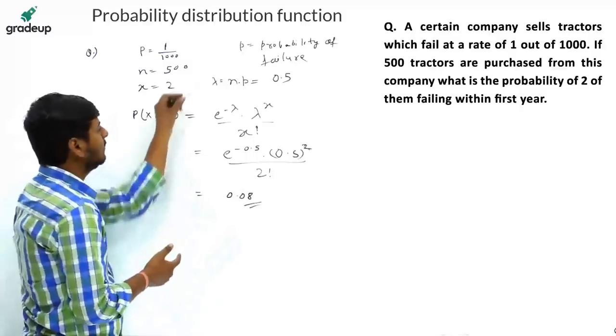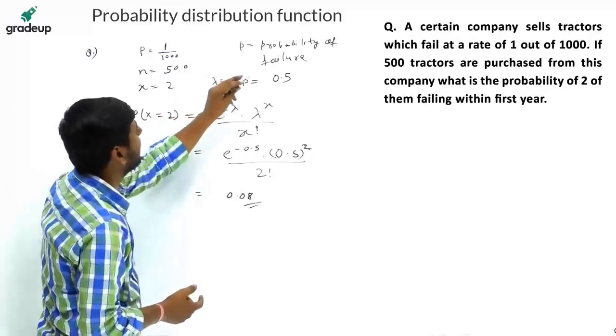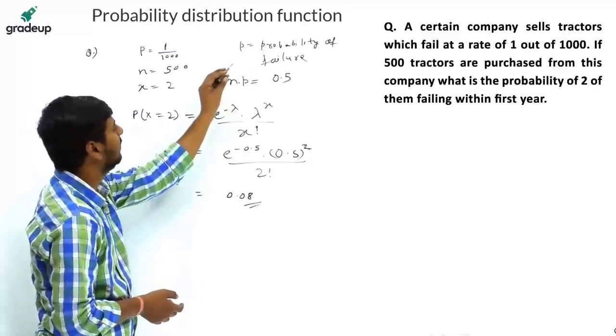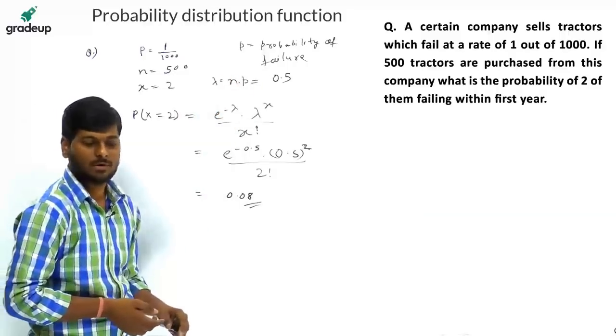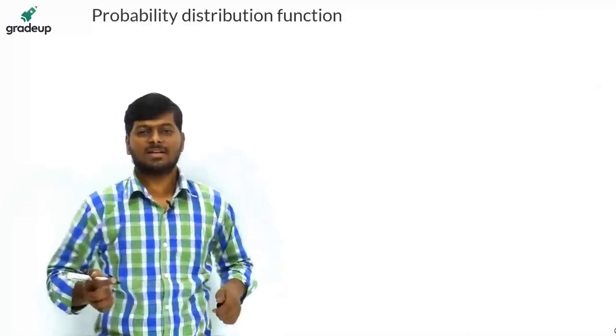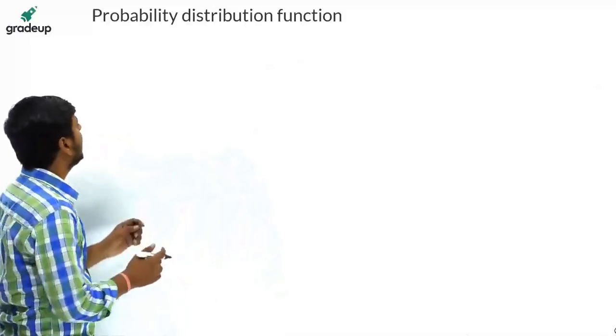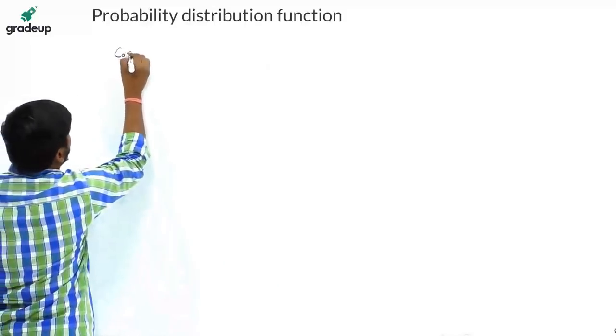So this is a very simple question. You just have to take p as the probability of failure, and you got why I am taking p as this. Okay. Now since the discrete distribution function is over, we will see the continuous distribution function.